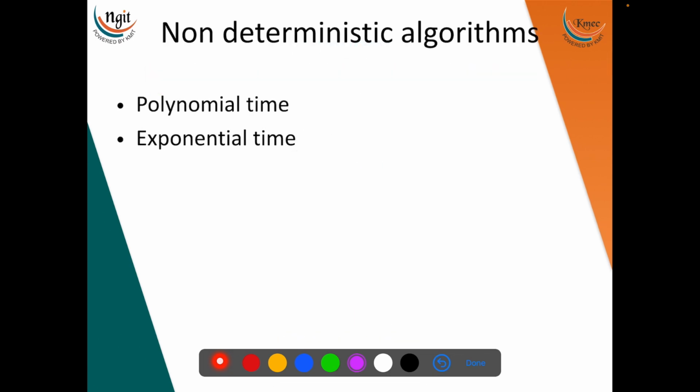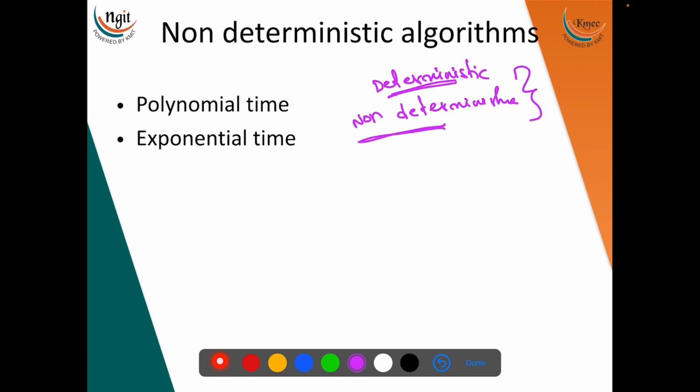Basically, there are two words that we have to define. The first is what do you mean by deterministic algorithms and non-deterministic algorithms. If I define what is deterministic, you can understand what is non-deterministic, or if I define non-deterministic, you can understand deterministic, because both are opposite words, correct? Now let's talk about the definition of this.